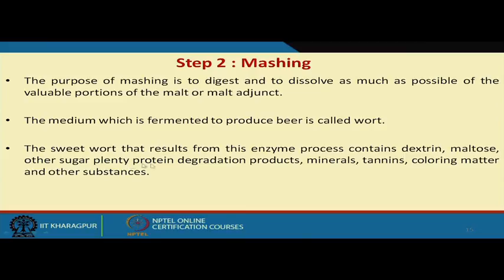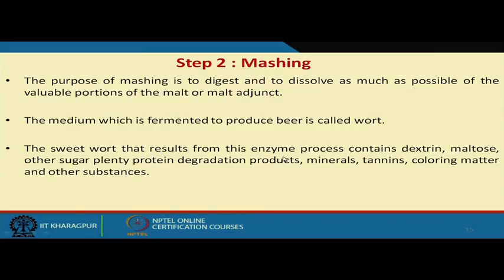Then the next step is the mashing process. The purpose of mashing is to digest or to dissolve as much as possible of the valuable portion of the malt and malt adjunct. I told you that here the insoluble material will be solubilized. The medium which is fermented to produce beer is called the wort. This is very important. The wort tank, if we go to the industry, we will find the wort tank.